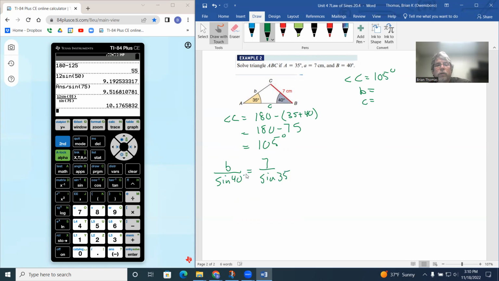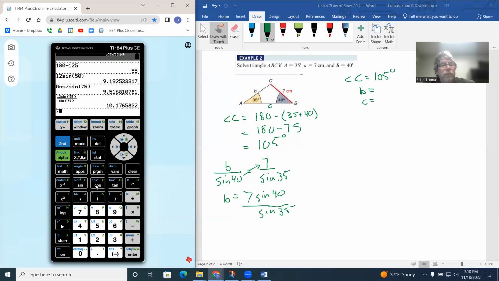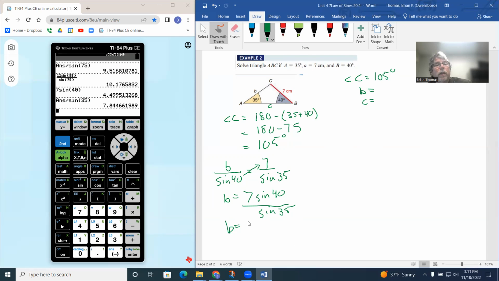So notice how, again, we don't really need to cross multiply. We just need to multiply the other side by the sine of 40. So B is going to equal 7 times the sine of 40 divided by the sine of 35. We could type that in as 7 sine of 40, close parentheses, hit enter, and then just divide that by the sine of 35. You can do it that way if you want. And then you have B is 7.8.